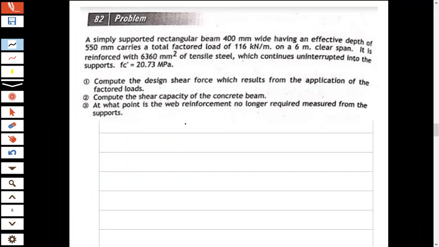Compute the design shear force, okay, which results from the application of the factored loads. So shear force, ano yun? VU. Ano daw yung VU? Alam naman natin, pagka kahit hindi na ilagay natin yung graph, ang formula is reaction. Or, pag ilagay ko yung graph, yung shear diagram.